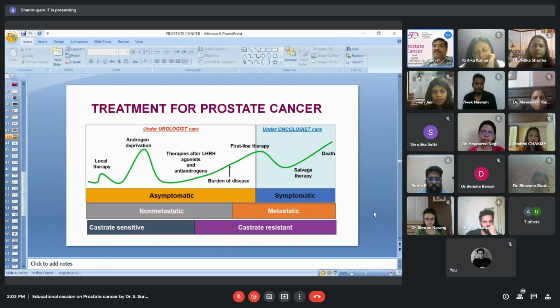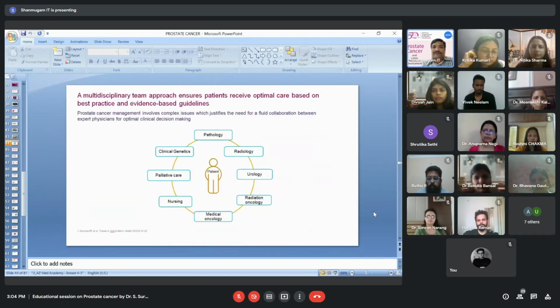And nowadays, urologists are also happy to deal with first-line or second-line metastatic castrate-resistant prostate cancer, and then refer to the oncologist only in the later lines. Once it comes to oncologist care, it is mostly very symptomatic metastatic patients who may not be responding very well to the earlier treatment options.